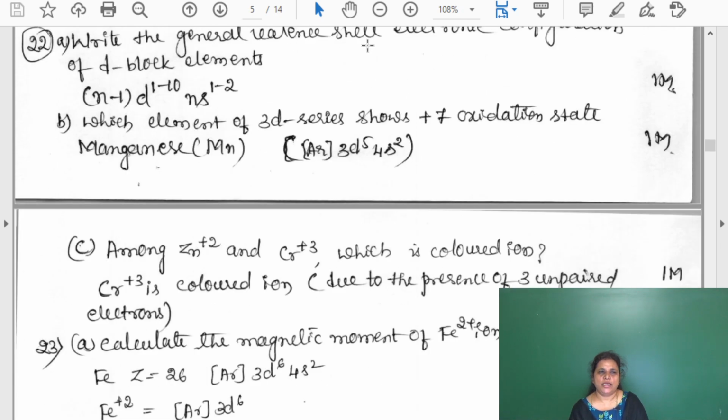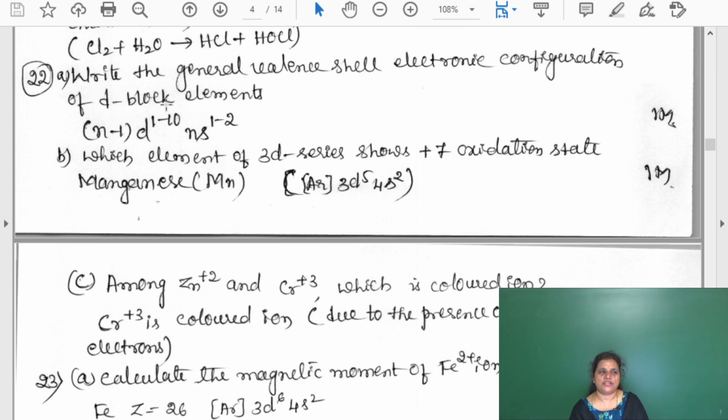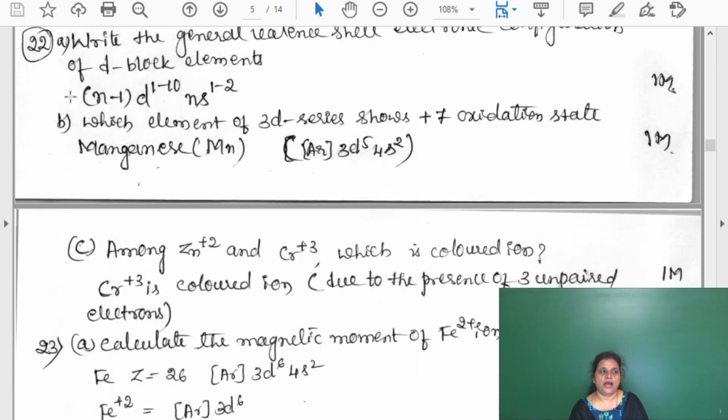Write the general valence shell electronic configuration of d block elements. They have asked for the valence shell electronic configuration, therefore you need not write the noble gas core. So you have to write the valence shell electronic configuration (n minus 1) d1 to 10 and ns 1 to 2. Only this much you have to write, and you need not write the noble gas core here.